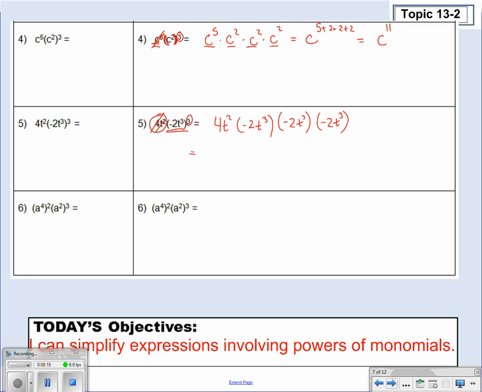Let's put all our numbers in front. We have 4, the first 4 times the negative 2 times the negative 2 times the negative 2. Then we have t squared times t cubed times t cubed times t cubed. Now we will multiply out our numbers in front. And since I have a lot of negative numbers and positive numbers, I'm going to go ahead and bring my calculator out in order to check my answers.